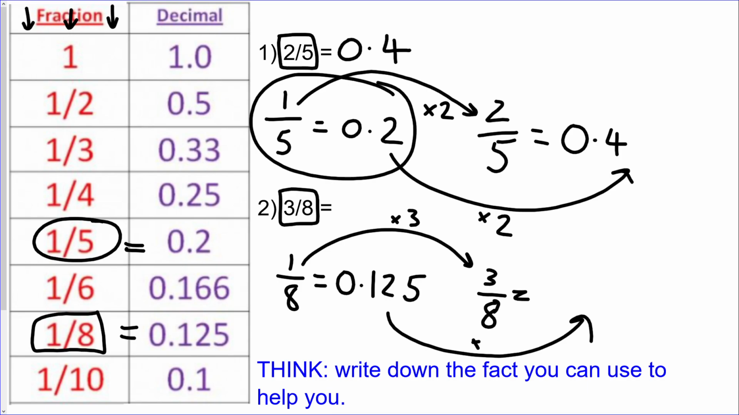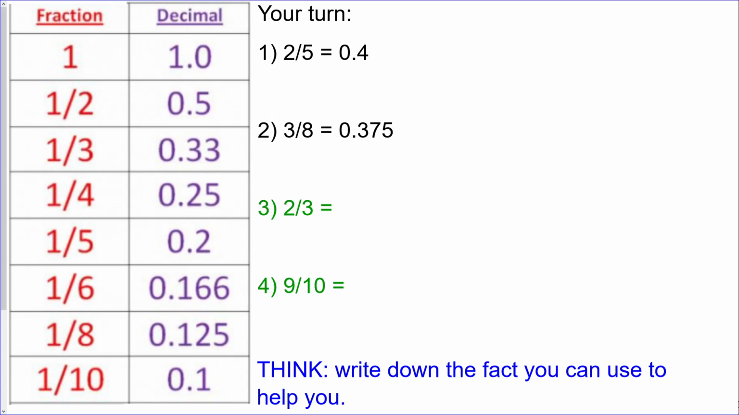0.125 multiplied by 3 would give us 0.375 as our answer. So that is how we can use our learn by heart facts to really help us go from a fraction to the equivalent decimal. So what I would want you to do now, please, is to have a go at number 3 and number 4.